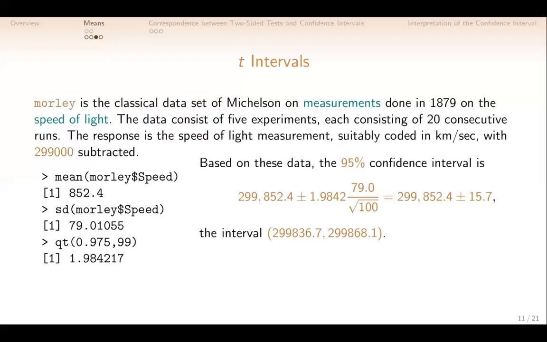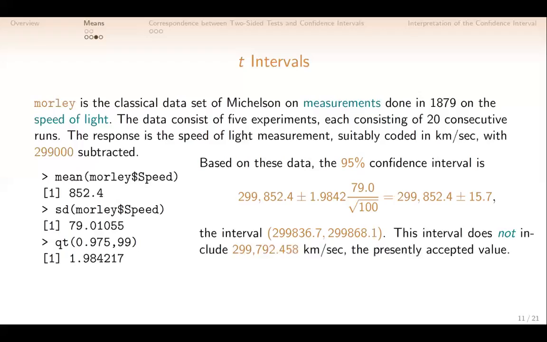And then the 79 was the standard deviation divided by the square root of the number of observations. So it's 299,852.4 plus or minus 15.7. So it's very accurate. That's the good news. The bad news is it doesn't include what we consider to be today's speed of light, which we consider to be 299,792 kilometers per second. So Morley's experiment was pretty precise, but it was a little high.